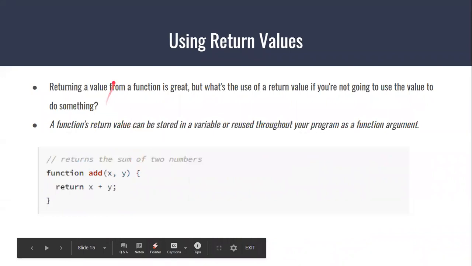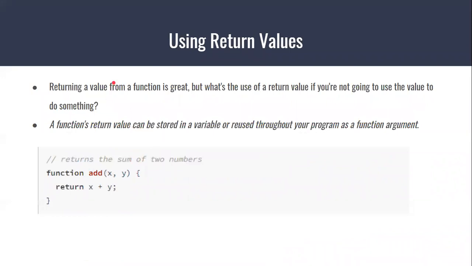So, using return values. Sometimes you want to return something. Returning a value from a function is great, but that's the use of the return value. If you're not going to use the value to do something, what's the point of returning something if you're not going to use it? There's no point to that, unless you're going to use the value returned from the function. Then you might as well just have it do a side effect, or whatever else you would need it to do.